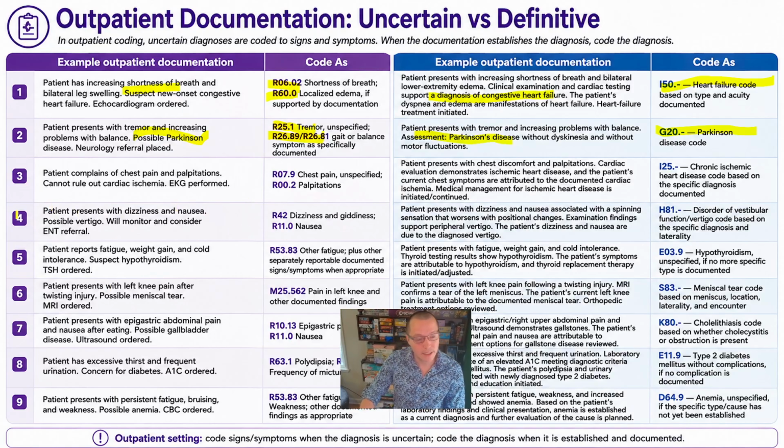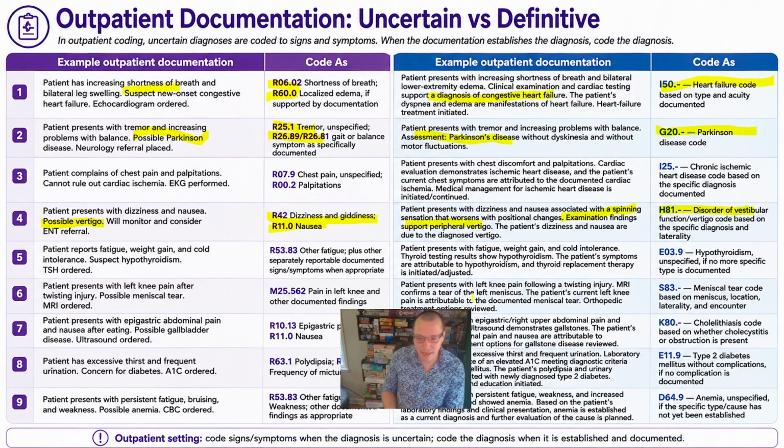Patient presents with dizziness and nausea, possible vertigo. We'll monitor and consider. Stuck with just dizziness and nausea. But instead we write patient presents with dizziness and nausea associated with spinning sensation and worsening with positional changes. Examination findings support peripheral vertigo. Wow, we can code the better code.